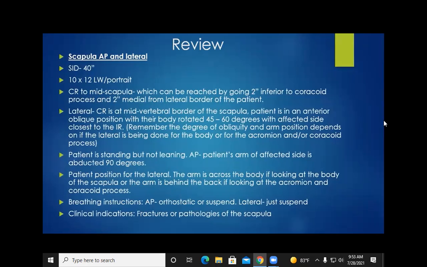Breathing instructions. AP, you can do orthostatic breathing, which is a breathing technique to blur out the ribs and the lungs. That's the best choice. If your patient cannot do that, then you would just suspend respiration. I am going to test you on orthostatic breathing as being the preferred way, so you can get a clearer picture of the scapula. Lateral is just suspend respiration, don't breathe, don't move. Wherever they're at, just stop breathing. Clinical indications for this are fractures or pathologies of the scapula.